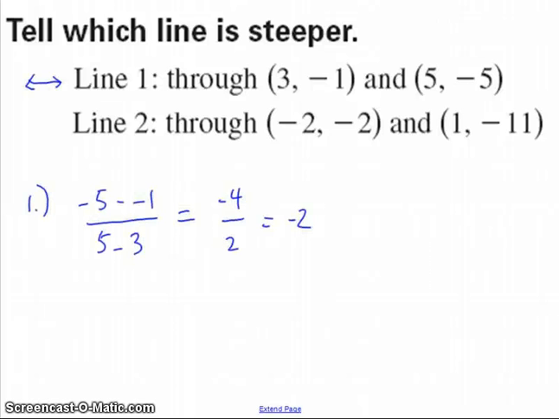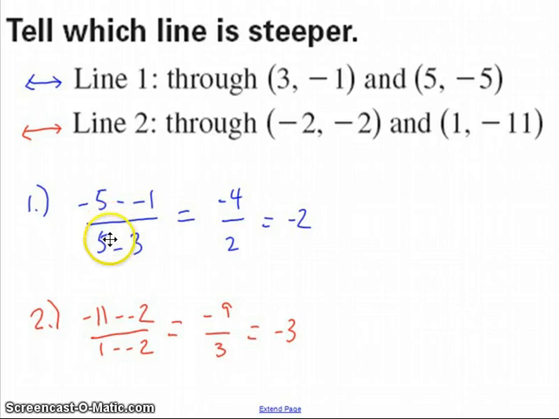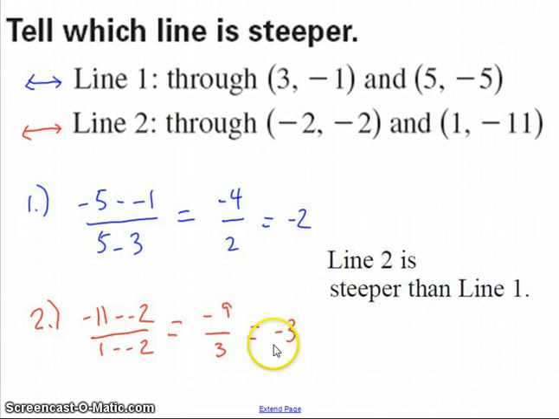So let's look at line 1 first, the one that I've done in blue here. The slope, as I've calculated it here, is -2. For line 2, I've done it in red, and I've calculated that the slope is -3. The greater absolute value is here at -3, so therefore, as the textbook says here, line 2 is the steeper one than line 1.